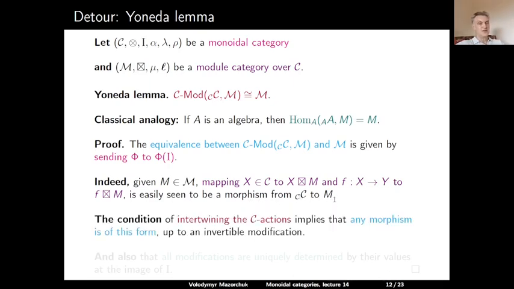Now if we use the condition that we are talking about morphisms of left C-modules, the elements here should intertwine the C action on the left-hand side and on the right-hand side. So this condition simply implies that any morphism from C to M is of this form up to an invertible modification, and also that all modifications are uniquely determined by their values on the image of the identity object. And this completes the proof of the Yoneda lemma.